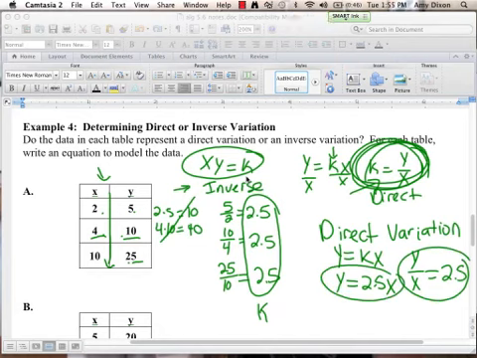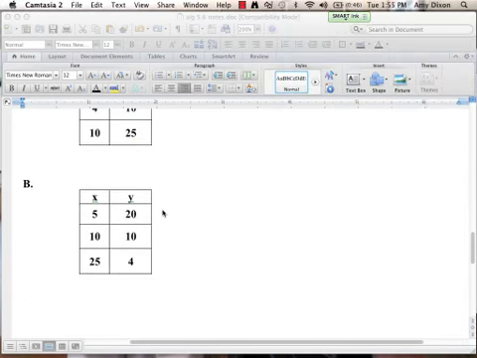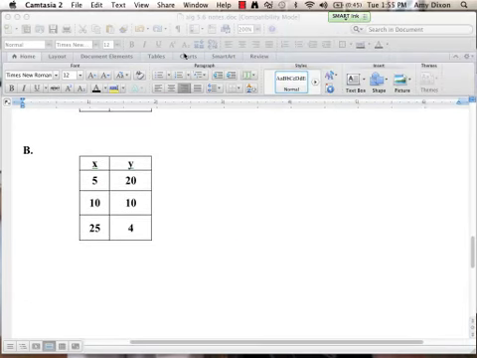So you do actually have to write the inverse or direct variation equation. So you are just going to need to know these two equations, y equals kx, and k equals y over x. You just need to know those two formulas. All right, so on letter B, let's check for inverse variation first because it's easier to do. We just multiply across. 5 times 20, we get 100.